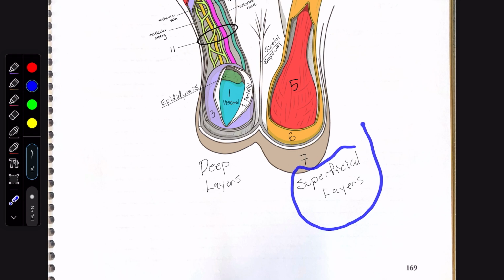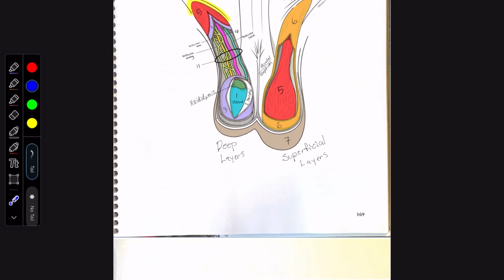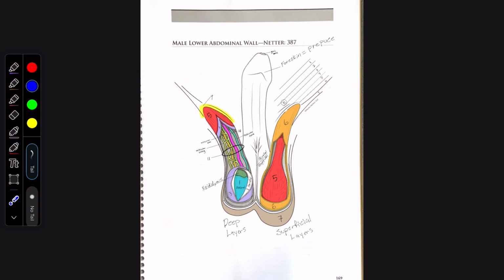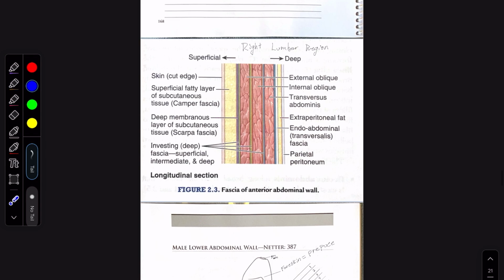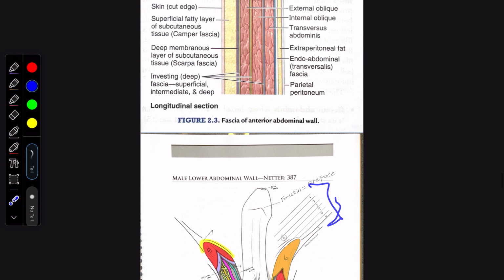And just like this is saying, on the right side you have more superficial layers, where on the left is the deep layers. So that's going to be it for this video. Hopefully it was helpful to see this, but then to also go back and review the layers of the abdomen to understand what this is right here. But that's it for this one. Hopefully it helped, and we'll see you in the next one.